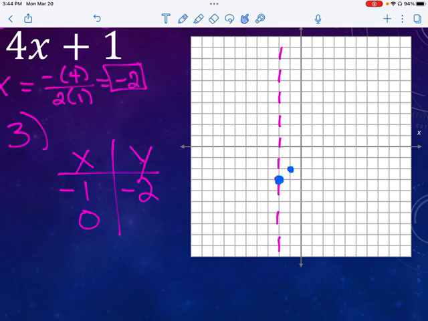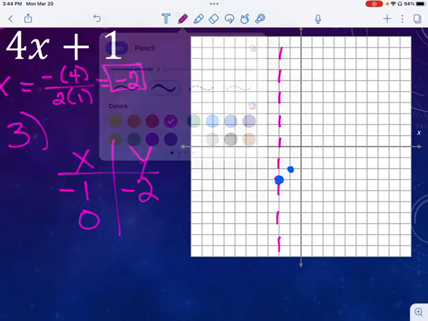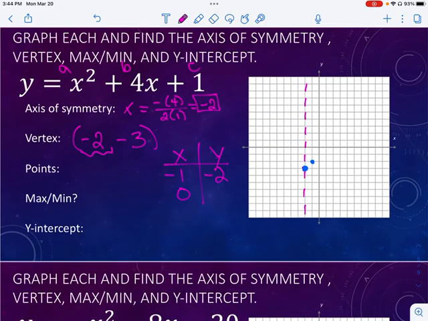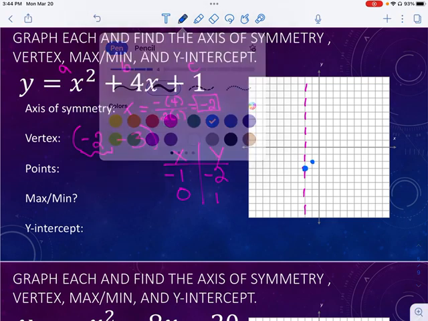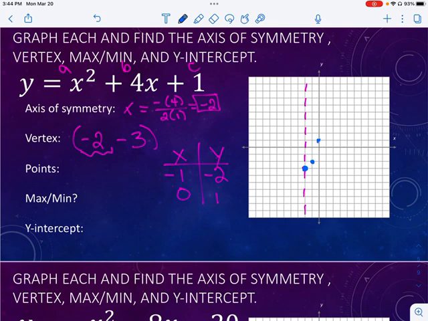Okay, then I come back again. And now I plug in 0. Well, 0 squared is 0, plus 4 times 0 is 0, plus 1. So now I come over here to the graph, 0, up 1. We take those, reflect them, and we copy those, and there is our graph.